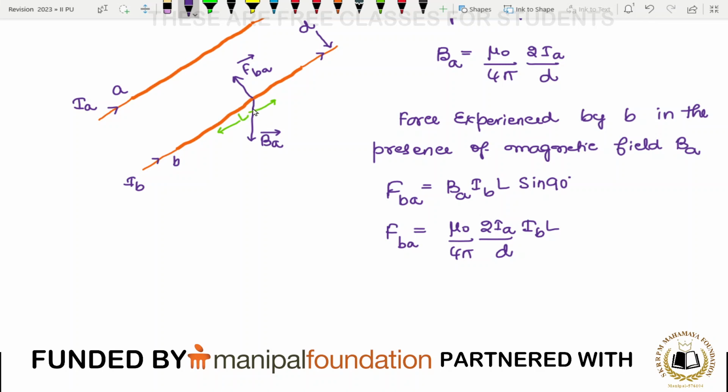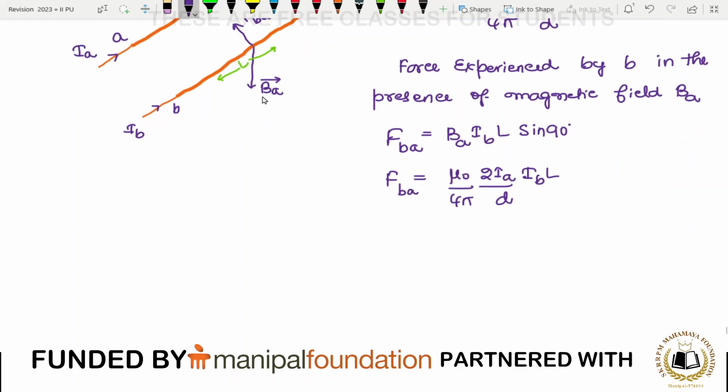Now what is the force experienced by the first one due to the second? The same amount of force but in the opposite direction. We're not going to derive it again, so I'll just write one sentence. Similarly, if FAB is the force on A due to B.